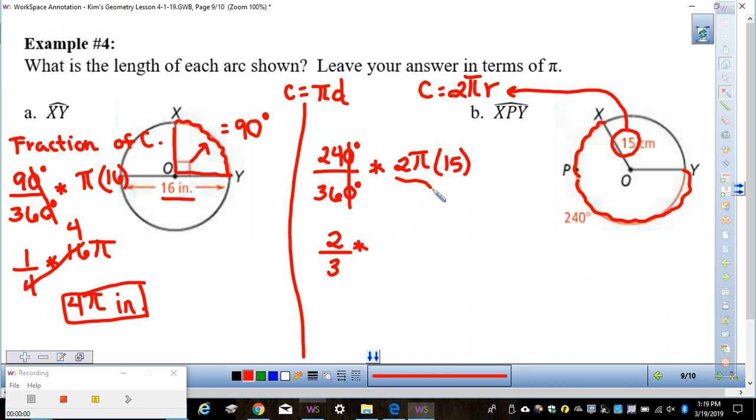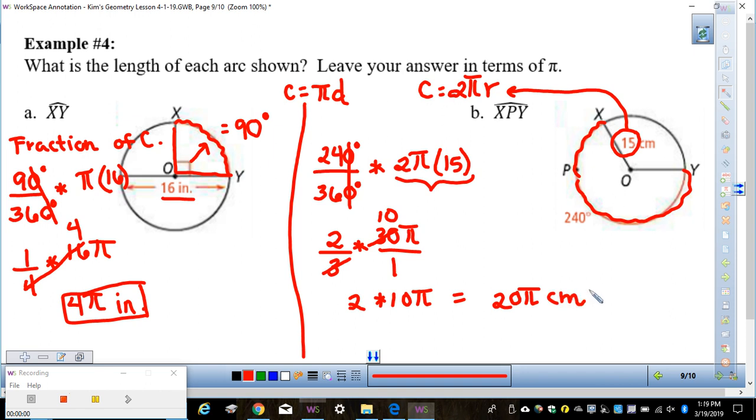And then here, my circumference, 2 times 15, gives me a 30 pi. You can put this over 1 if it helps you. You could multiply straight across, 2 times 30, and then divide by 3. I like to cross cancel. 3 goes into 30 10 times. And now I'm just left with 2 times 10 pi, meaning my final answer will be 20 pi centimeters.